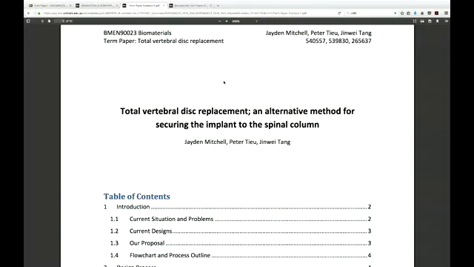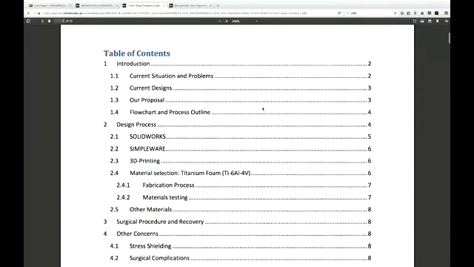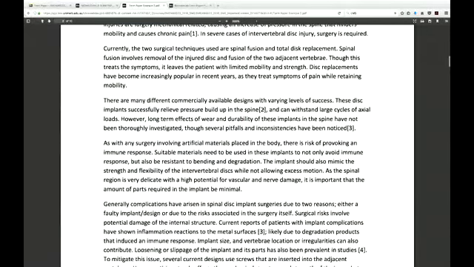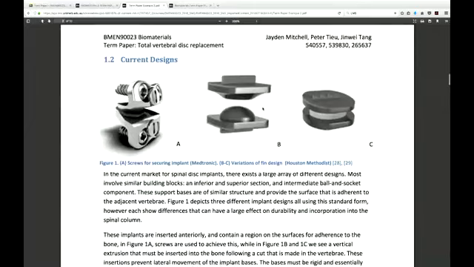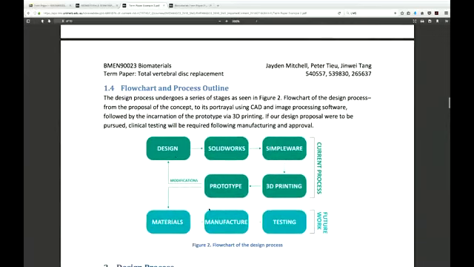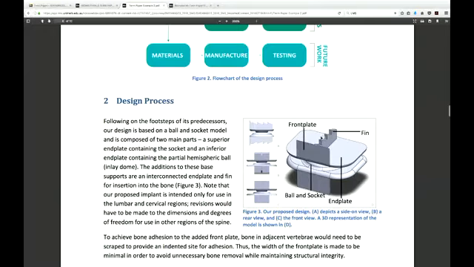Focus on one bit at a time. So this is on total vertebral disc replacement, an alternative method for securing the implant to the spinal column. They've got a table of contents, again: current situation, problems. They showed the current design, then the proposal, and again they show the workflow. This is the design. Look at the jagged edge and so on. They 3D printed this quite nicely.